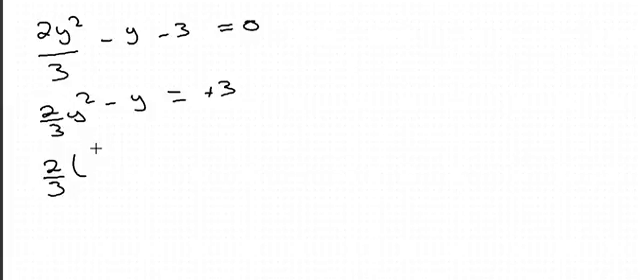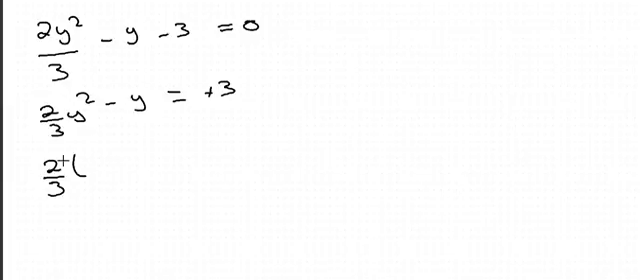2 over 3 doesn't go into y. Yeah, it does. When you factor something out, what are you doing? What math are you doing? Dividing. So when you divide by a fraction, what do you do? Multiply by the fraction, or by the reciprocal. You multiply by the reciprocal.